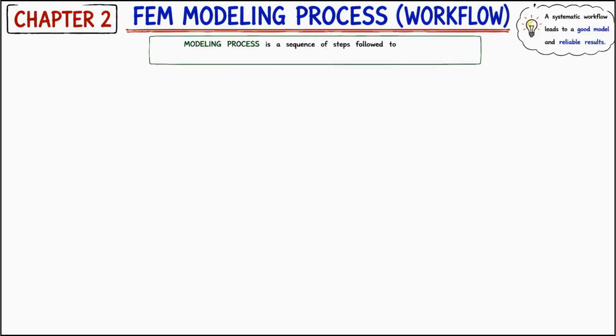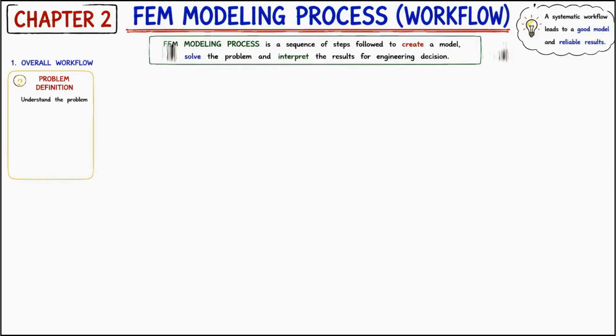The first step is problem definition. Before creating any model, we must clearly understand the engineering problem. We identify the objectives, decide what outputs are required, make suitable assumptions, and simplify the problem wherever possible.